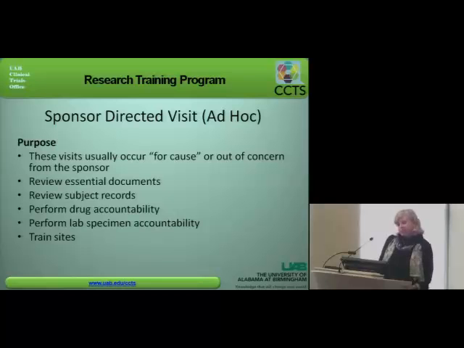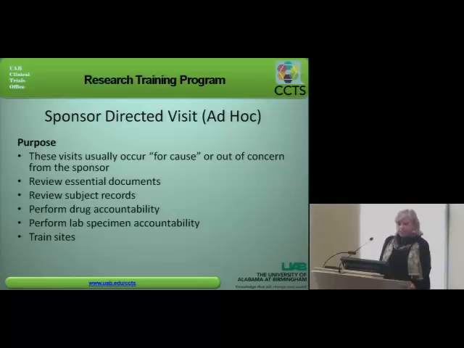So ad hoc visits. A lot of times these occur for calls or out of concern for the sponsor. They want to make sure that they can review the essential documents, especially the subject records and drug accountability. And they want to make sure that lab specimens are properly stored and processed the way that they have set out for it to be done.